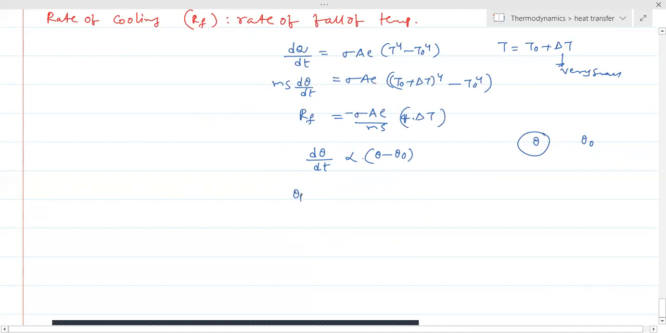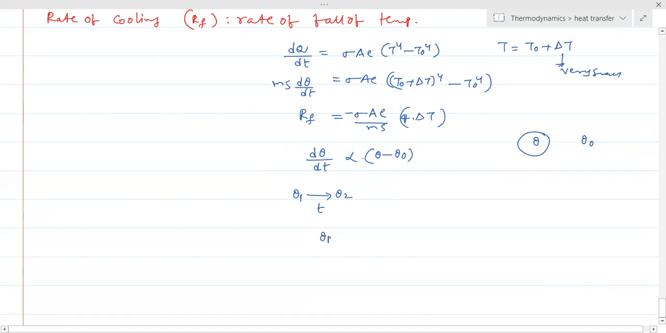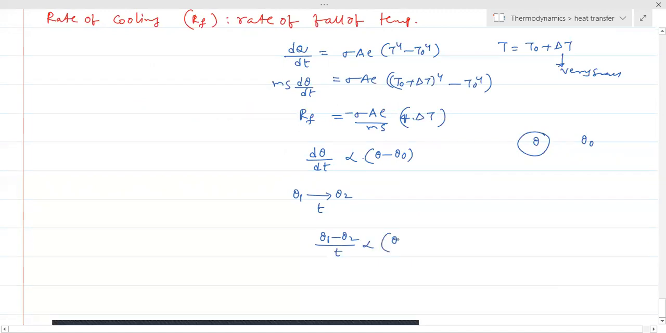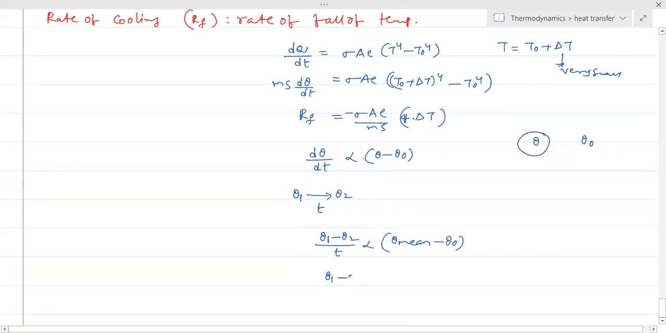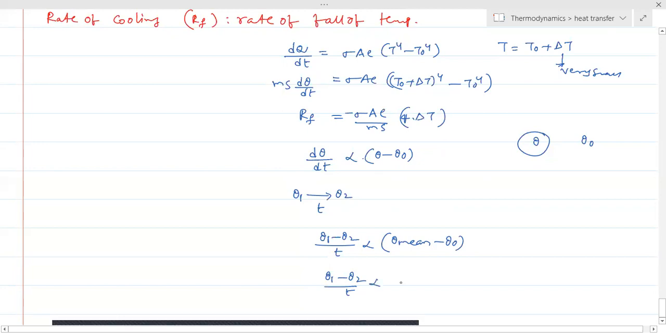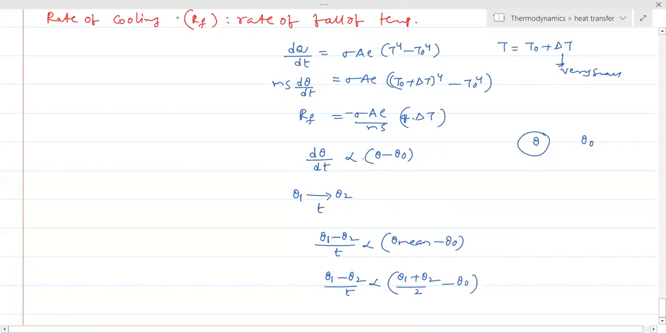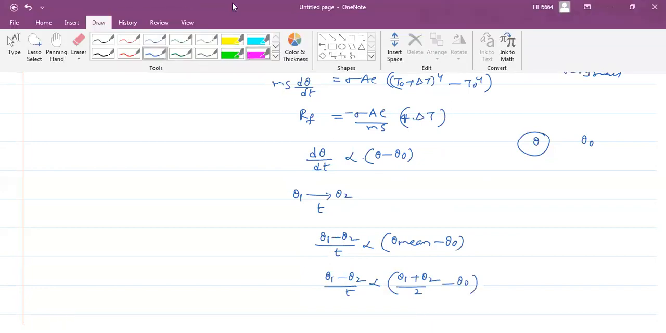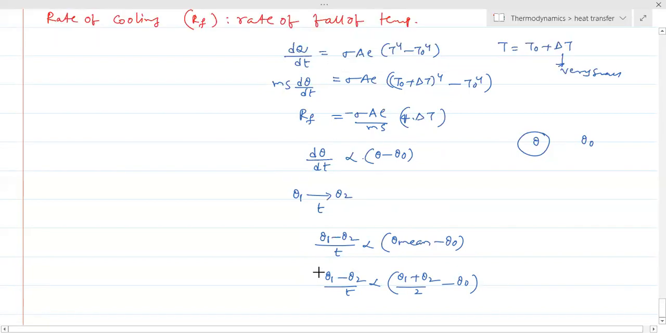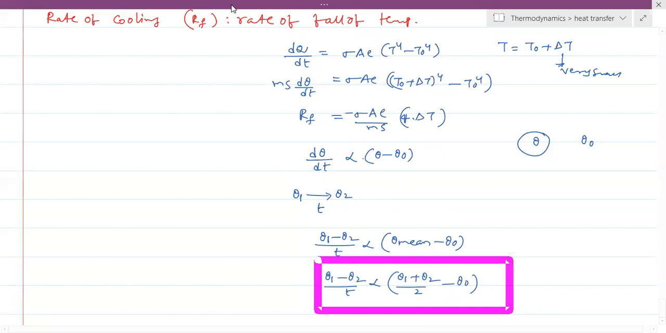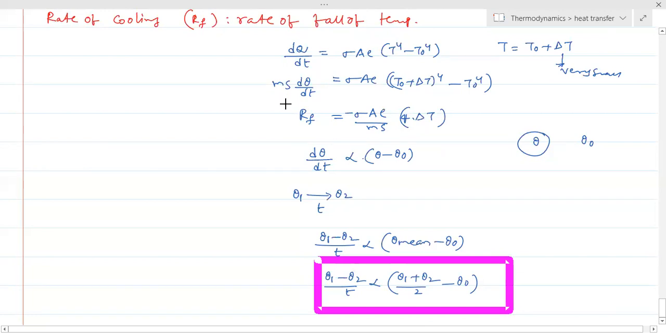For example, if the temperature of the body decreases from theta 1 to theta 2 in a given time t, we simply write (theta 1 minus theta 2) by t is proportional to the mean temperature of the body minus the surroundings. Or (theta 1 minus theta 2) by t is proportional to (theta 1 plus theta 2) by 2 minus theta naught. This is one of the important principles we need, and for theory questions this is also very important.